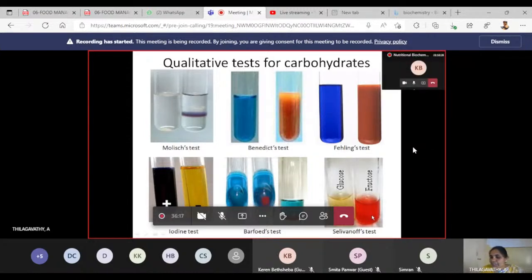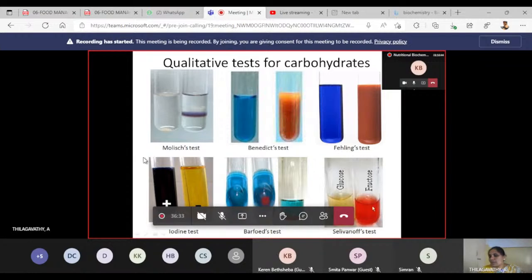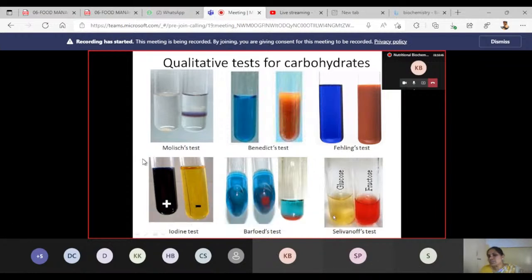So only ketoses will answer the Seliwanoff's test. So this is a negative test. This is a positive test. So when you get a cherry red color, it is a positive test, indicates the presence of ketoses. Whereas aldoses will not answer this test. Aldoses will be negative for the Seliwanoff's test. No red color. When there's a red color, it shows the presence of ketoses. So you can distinguish between glucose and fructose by doing Seliwanoff's test.